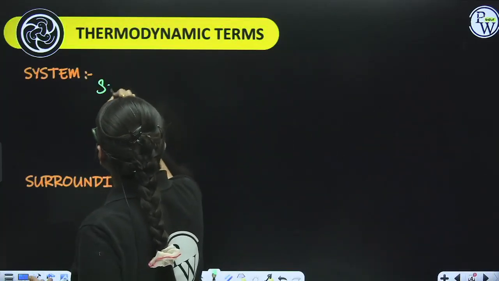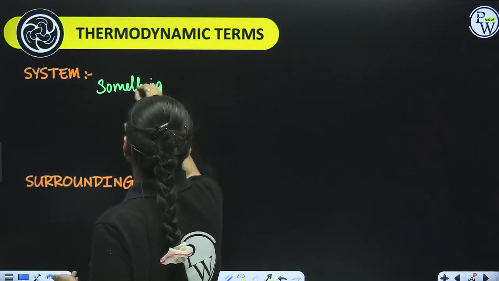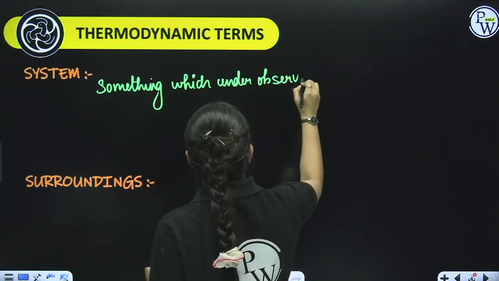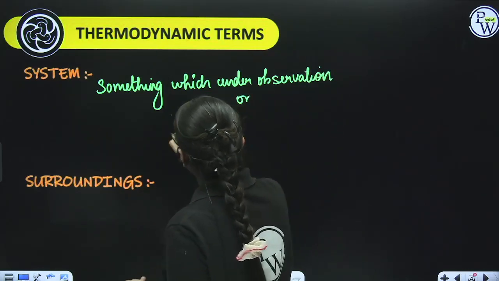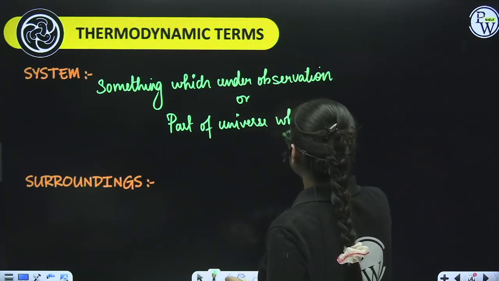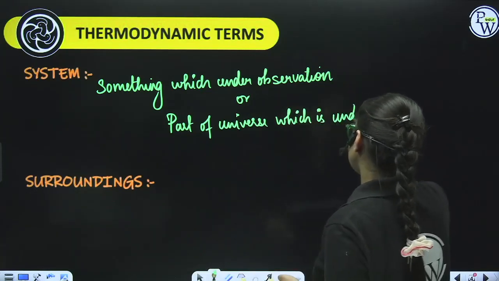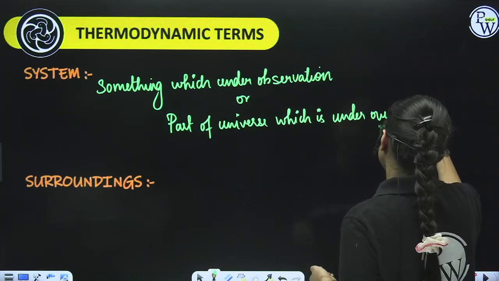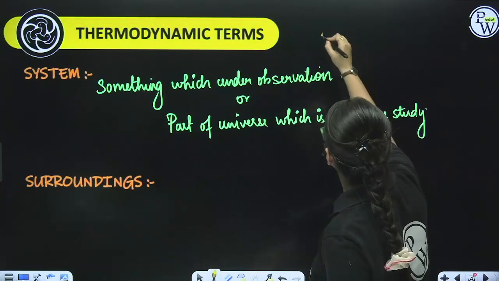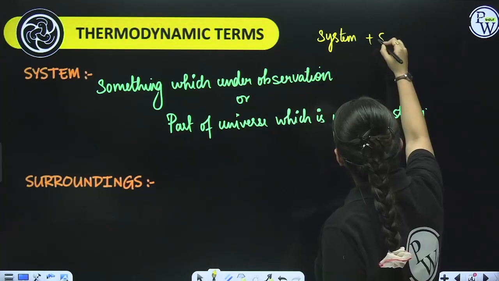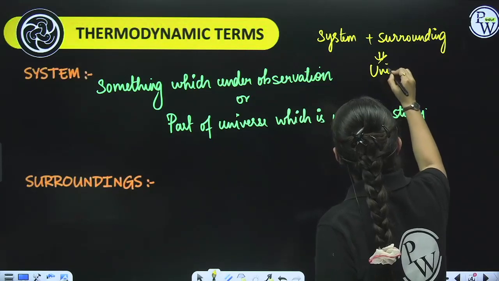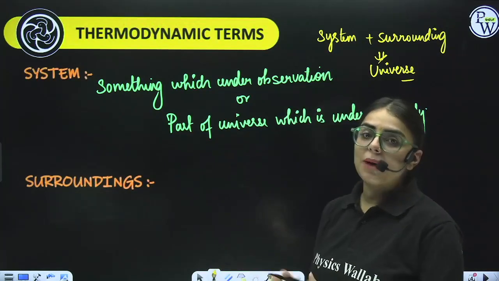So what is a system? A system is basically something which is under observation. In other terms, you can also say that the part of the universe which is under our study is basically your system. Now what is the surrounding? For this you can refer to it as: system plus surrounding constitute your universe. When you combine both of them, you are forming the universe.